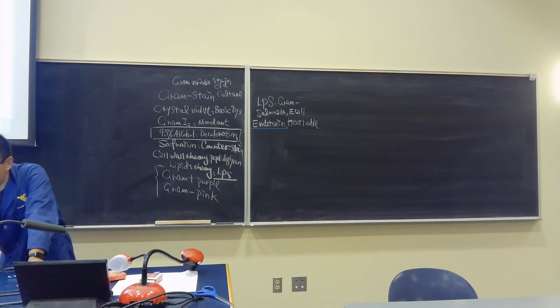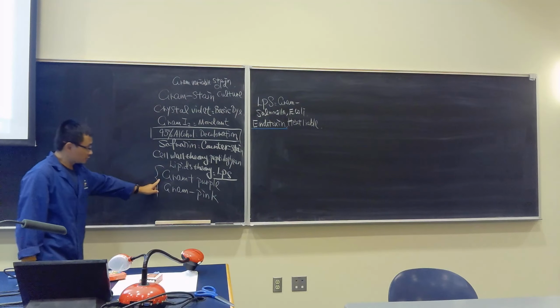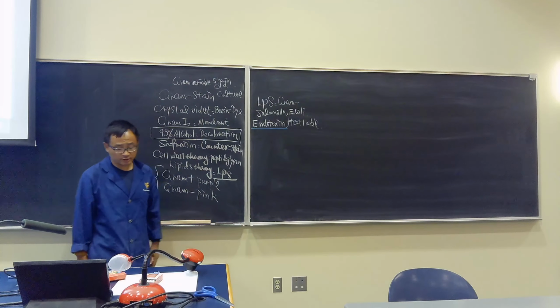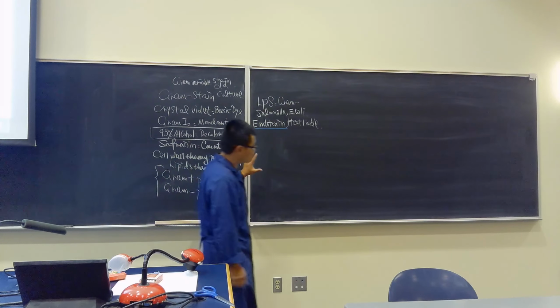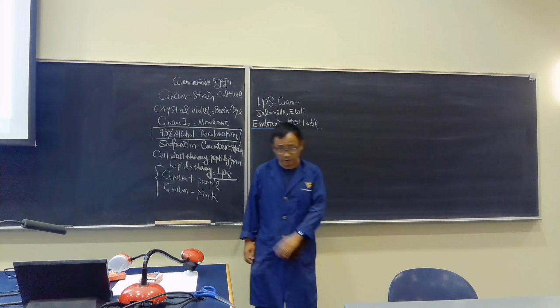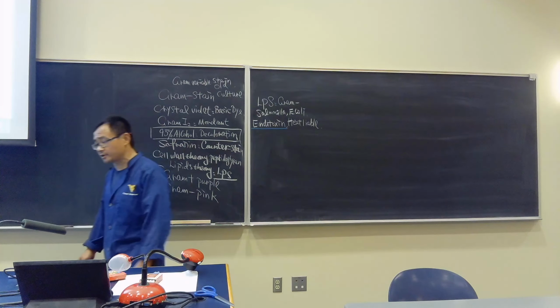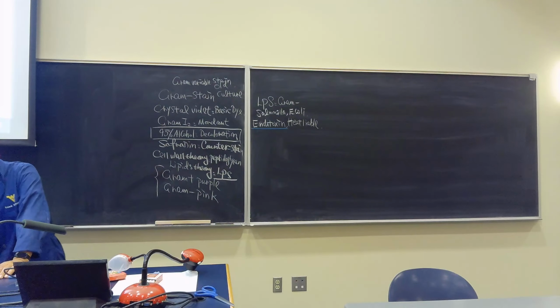We didn't find anything right here. Okay. Remember cell wall theory and the lipid theory, and we draw on this picture right here. In my second lecture, we draw the picture of the gram-positive bacteria and gram-negative bacteria.